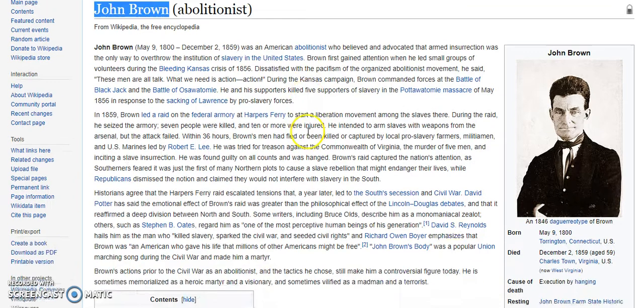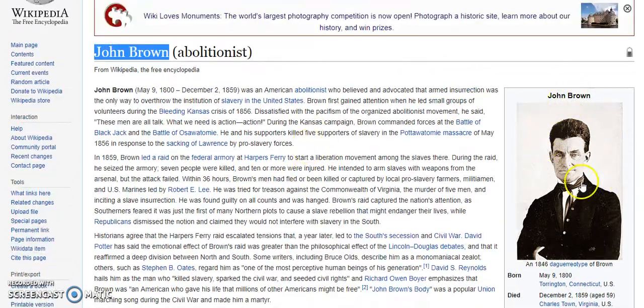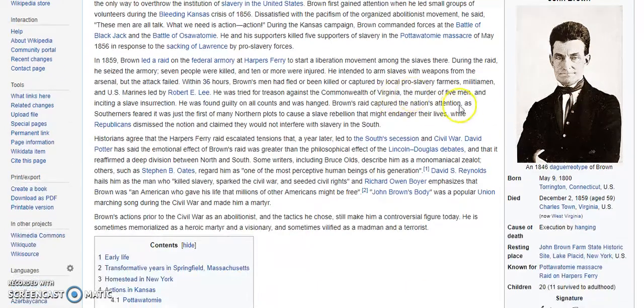So I think it's an interesting topic about how a man reaches a point where he is so uncompromising that he feels like he needs to be violent to help the slaves out. I think it's a great topic.